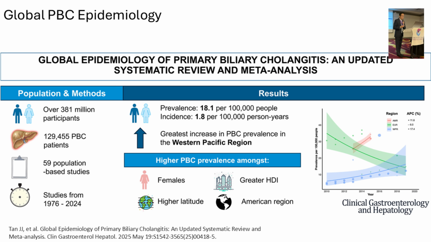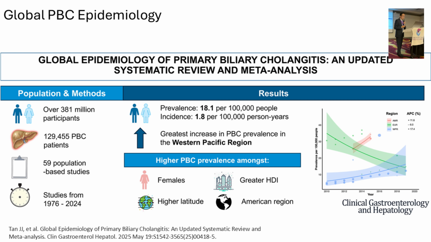Now, starting with PBC, this is an update on the epidemiology of PBC. And I want to highlight, this is probably one of the largest global PBC epidemiology studies. Over 381 million participants, 129,000 PBC patients. And they basically group 59 population-based studies together over the past 50 years, from 1976 to 2024. The finding is, number one, the prevalence of the disease is about 18.1 per 100,000 people, which translates into the incidence rate of 1.8 per 100,000 person years.